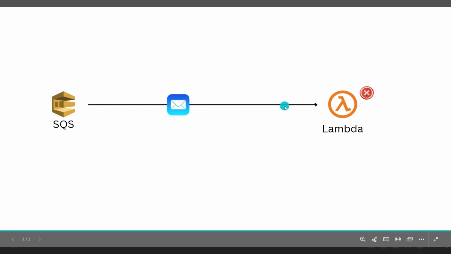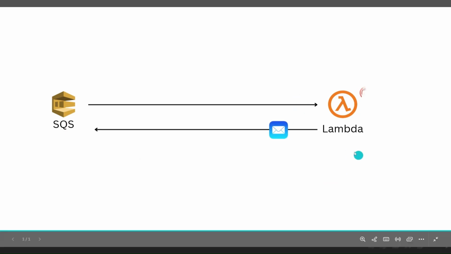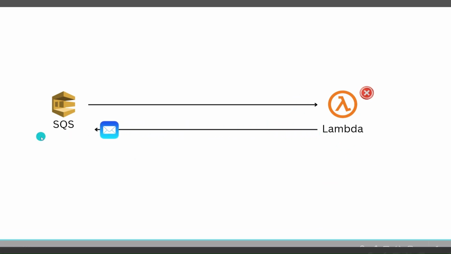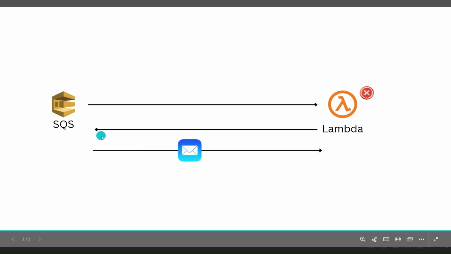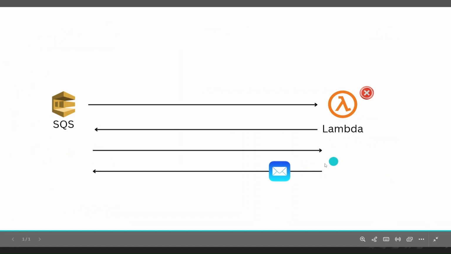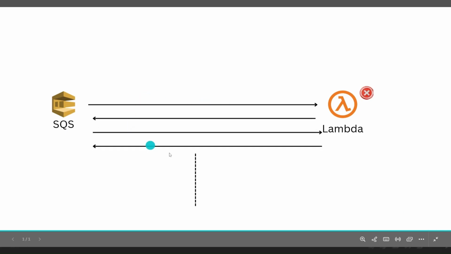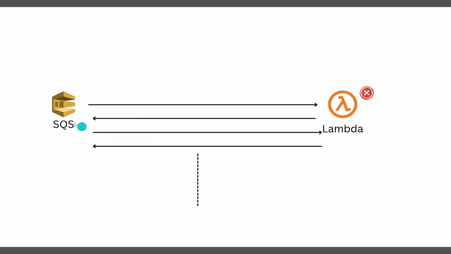Here, SQS is sending a message to Lambda, but Lambda fails to process that message. As a result, Lambda is sending the message back to SQS. After a few moments, again SQS sends the message to Lambda, and again Lambda fails to process that message. As a result, again Lambda sends that message back to the SQS queue. So this keeps on happening infinitely, which means SQS keeps on sending the message to Lambda, Lambda fails to process it, and that message is sent back to the SQS queue. Again SQS sends it to Lambda. So this will happen n number of times.